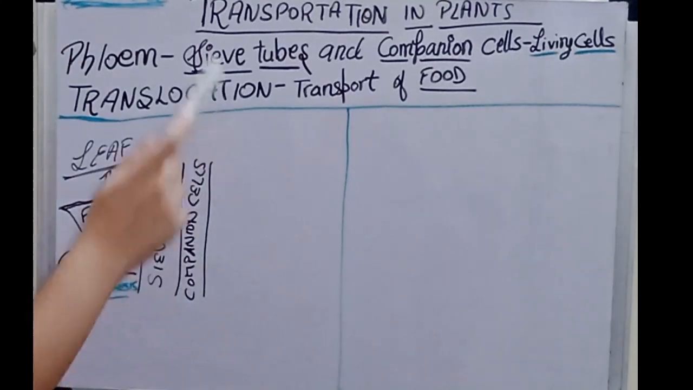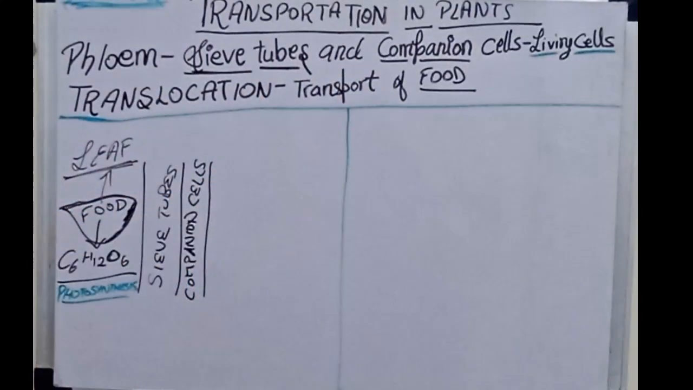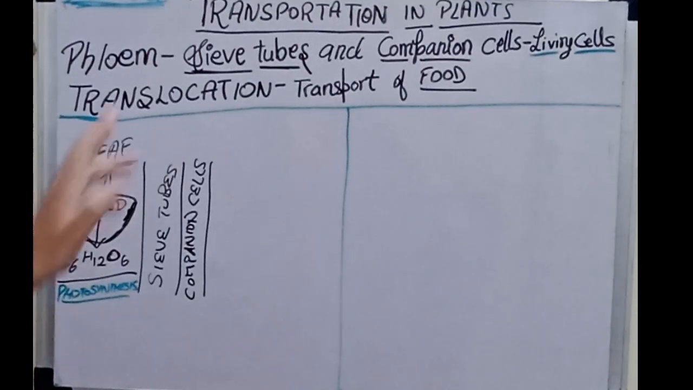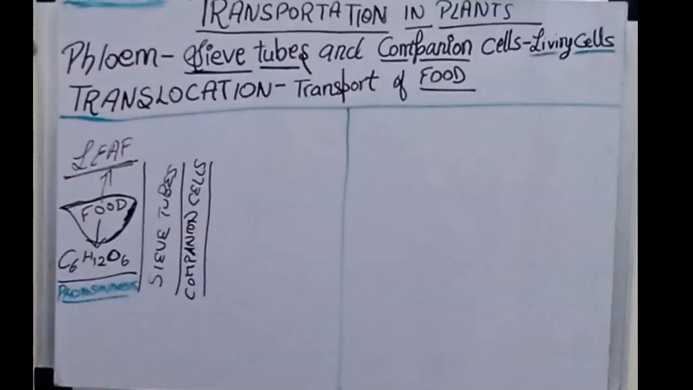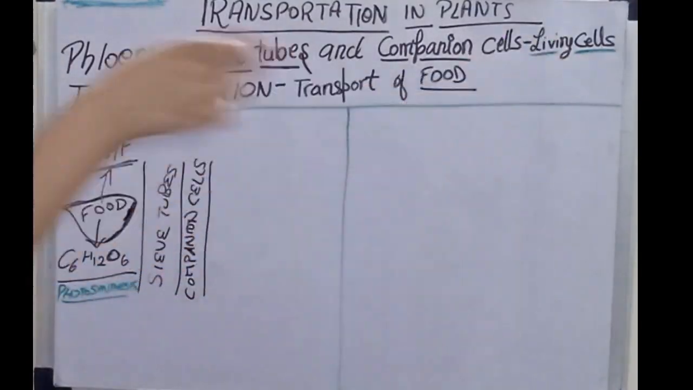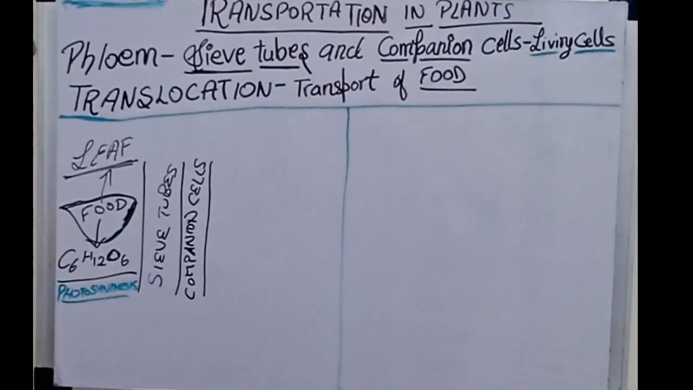So let's get started. Sieve tubes and companion cells are living cells. As we learned in our previous class, 9th standard, in phloem only one cell type is dead, that is sclerenchyma, else all the cells are living, hence sieve tubes and companion cells are living cells. The main difference between phloem and xylem, according to transportation in plants, is that food is transported by living cells, but water and minerals are transported by dead cells.